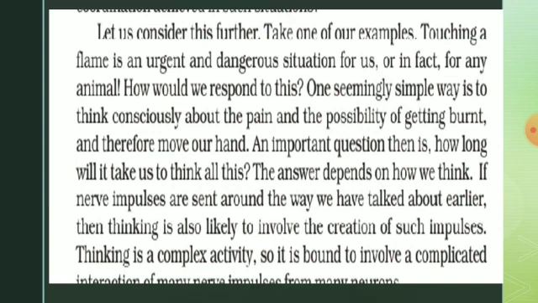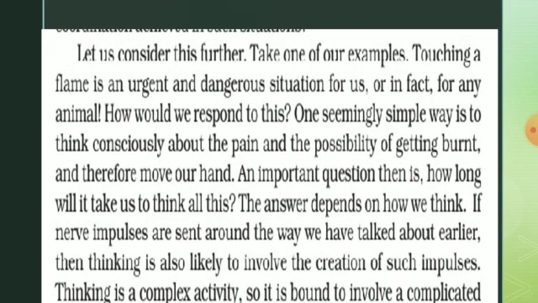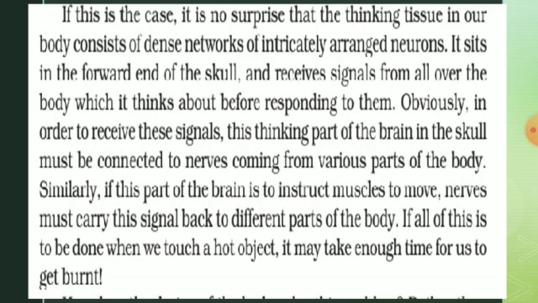The answer depends on how we think. If nerve impulses are sent around the way we have talked about earlier, then thinking is also likely to involve the creation of such impulses. Thinking is a complex activity, so it is bound to involve a complicated process. So there is no surprise that the thinking tissue in our body consists of dense networks of intricately arranged neurons.